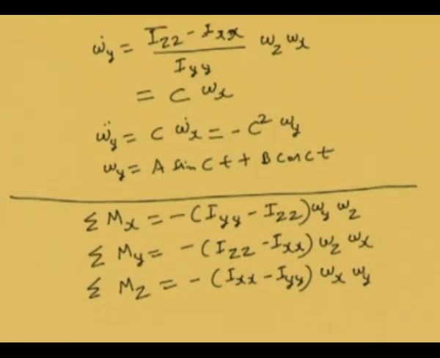So suppose there is a sphere in which, about a point at the mass center, Ixx is equal to Iyy is equal to Izz. In that case of course sigma mx will be 0, sigma my will be 0, and sigma mz will be 0. So a sphere can keep rotating without any moment, but in general it is not true.